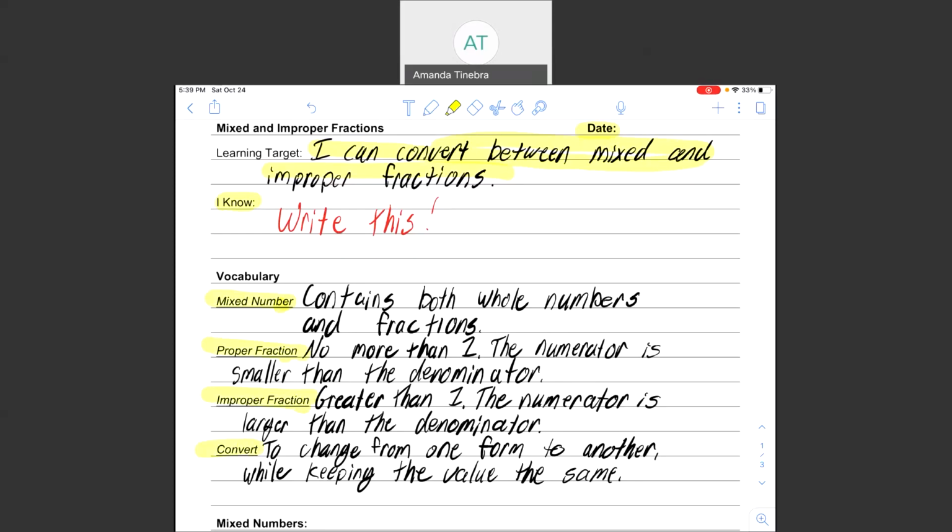And then our last word is convert. Convert means to change from one form to another while keeping the value the same. So at this time, please pause the video until you have all this written down and then resume when you're ready.